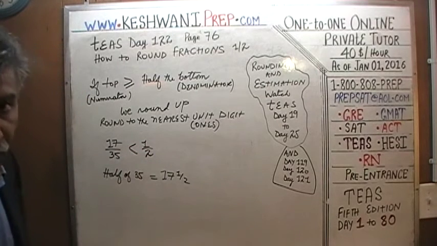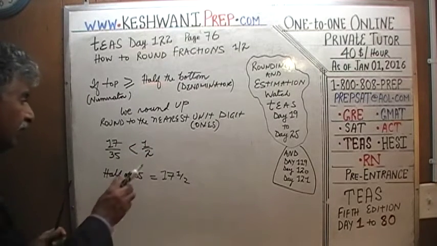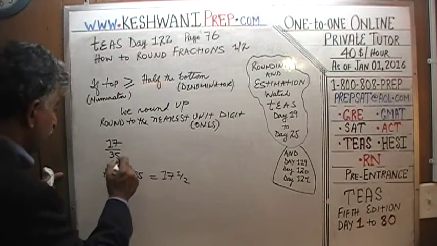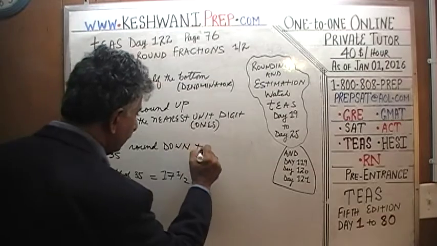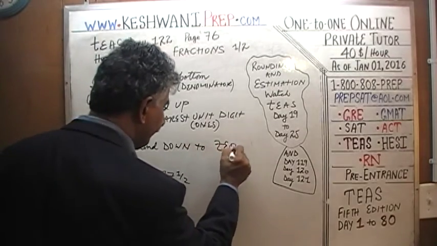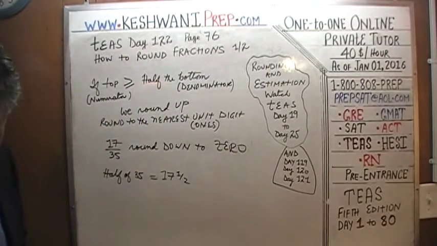So, again, we have to round it to the nearest unit digit. If we have to round it to the nearest unit digit, we have to round it down. Round down to what? Again, to 0. To a big fat 0. Not a regular one, a big fat one.